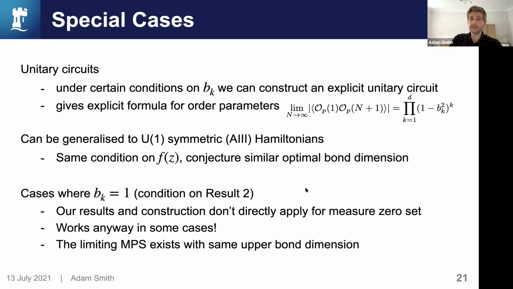So these results can actually be generalized a bit beyond the BD1 class. We can go to U1 symmetric Hamiltonians. So this is like complex fermions without pairing terms. And we actually end up with the same condition on f of z, and we conjecture, but we haven't been able to show in the same level of detail, that we actually have the same optimal bond dimension.